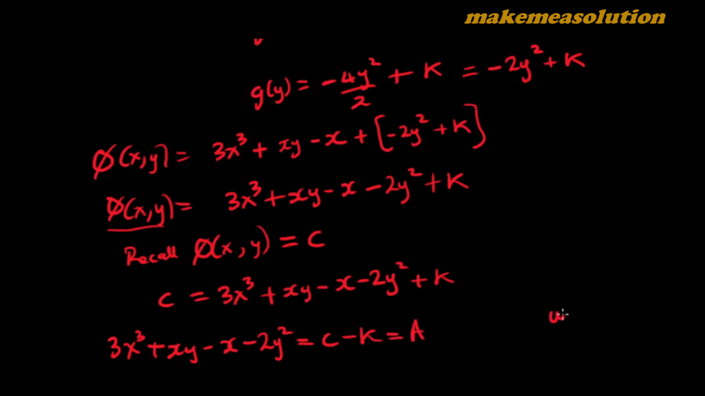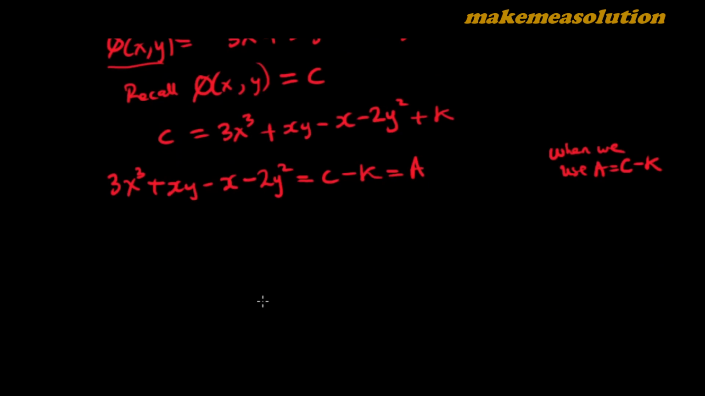Okay, when we assume a to represent c minus k, you have the general solution to be 3x cubed plus xy minus x minus 2y squared is equal to a. So it's the general solution.